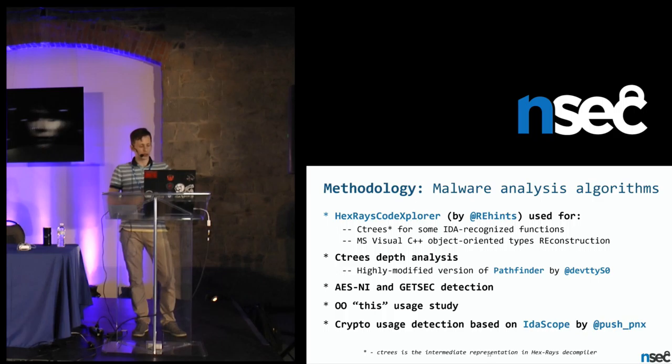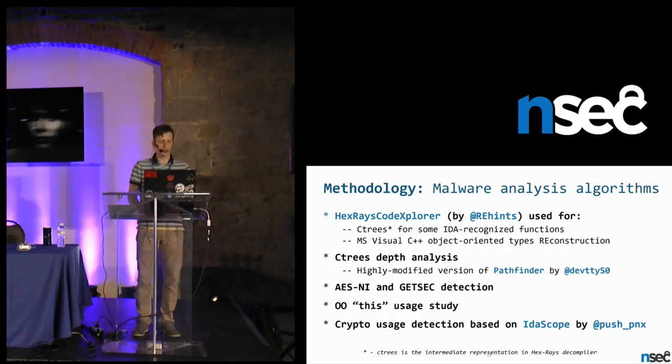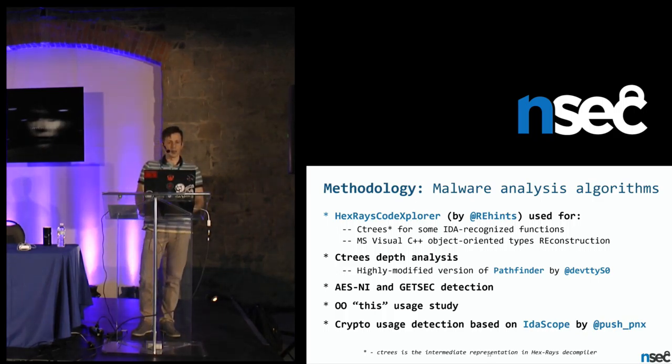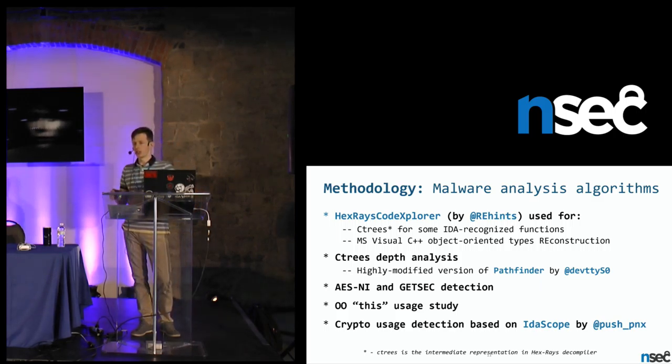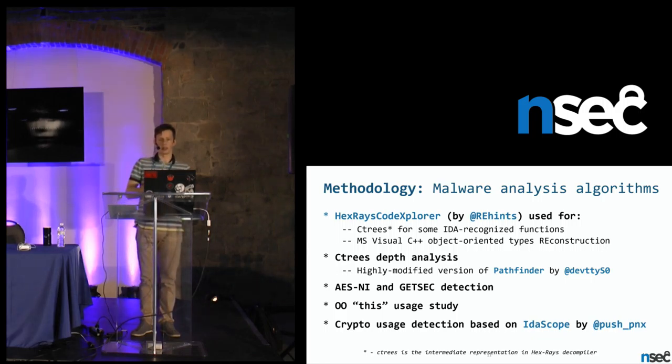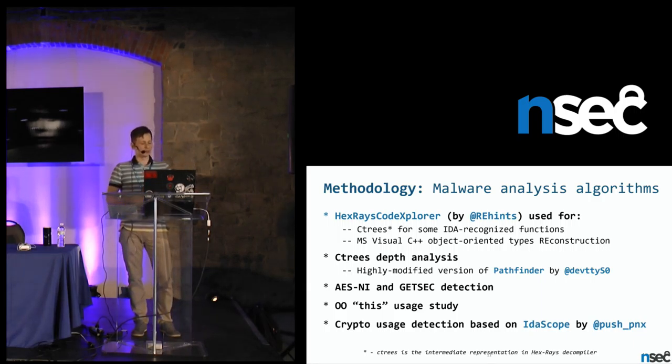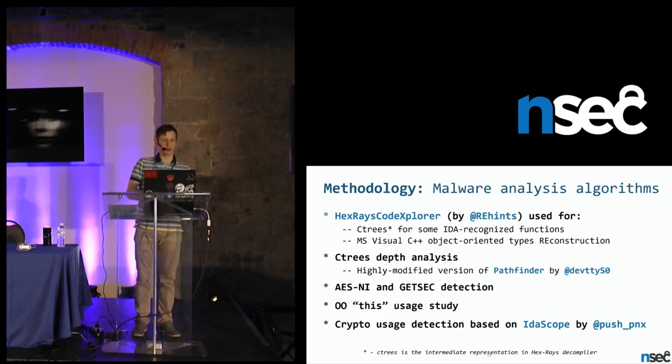And in addition, we used the following additional software to get additional data. So we used our Hex-Rays Code Explorer to dump ctrees of some IDA-recognized functions. I will explain what the ctree is later, but so far you can consider a ctree as an abstract intermediate representation of your decompiled function. And we were also extracting object-oriented types from the file using Hex-Rays Code Explorer.